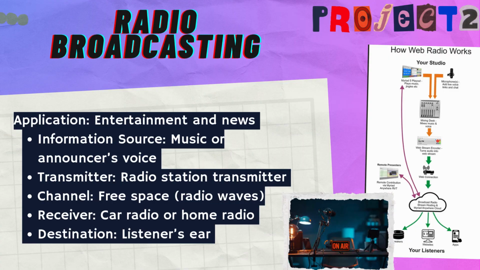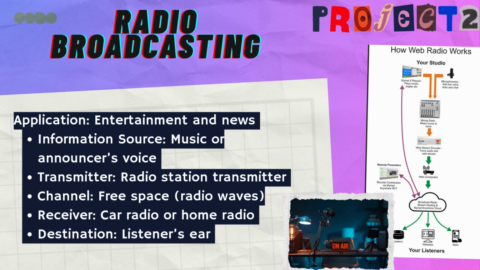The third example is radio broadcasting. In a radio station, the announcer's voice or music is the information source. The station equipment acts as a transmitter, modulating the audio into a high-frequency carrier. The channel is free space where radio waves travel over long distance.